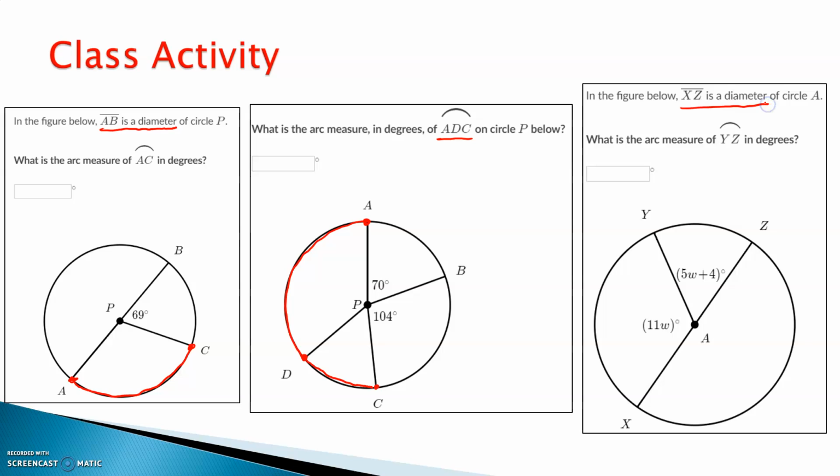All right, the last one. XZ is the diameter. So from X to Z, that's cutting it right in half. So you might have to use that. But what are they asking for? YZ. So they want just this arc right here at the very end of it. First you're going to have to find W. Once you figure that out, plug it in. It's going to give you from Y to Z. You're looking for these degrees here.